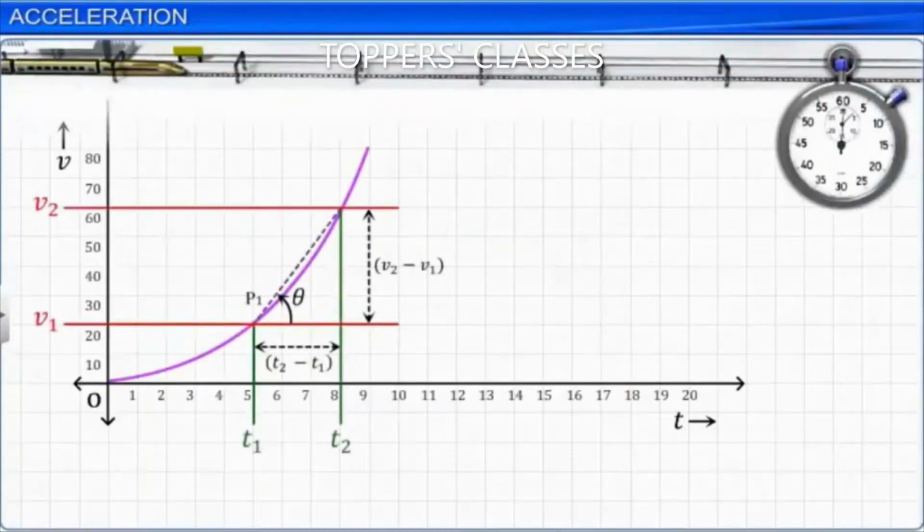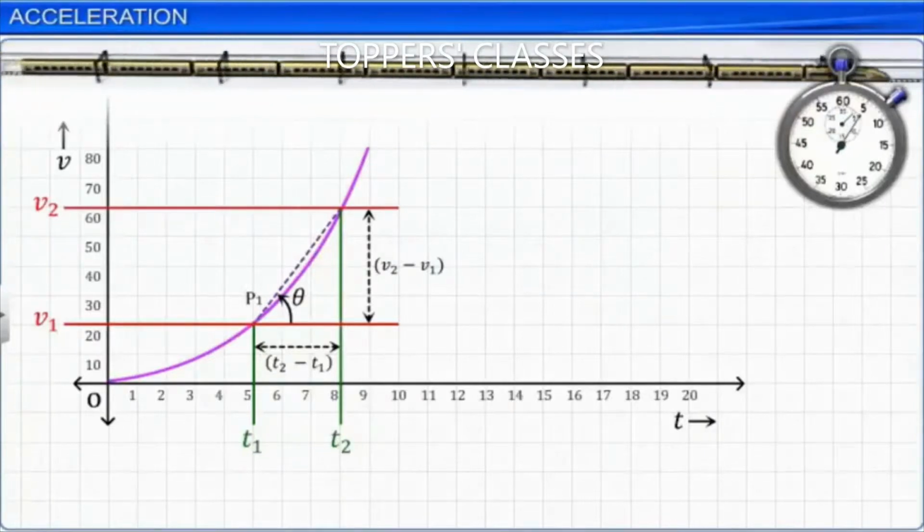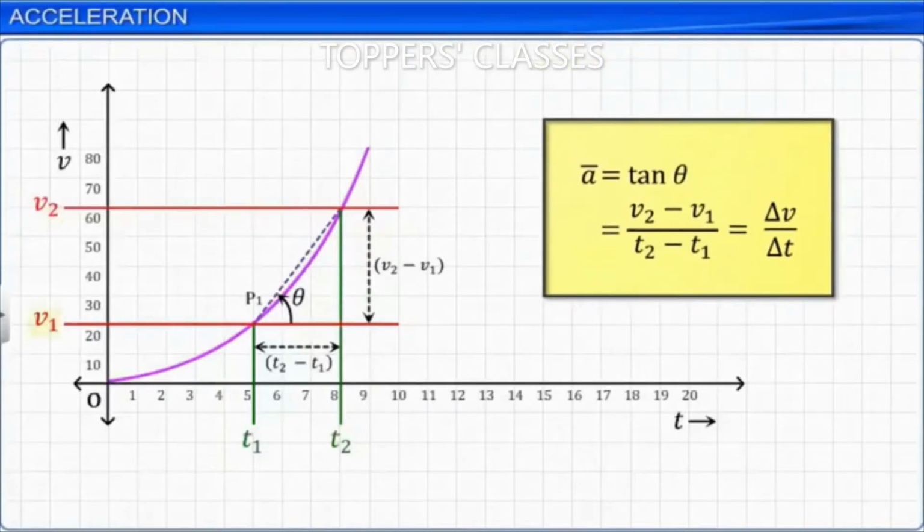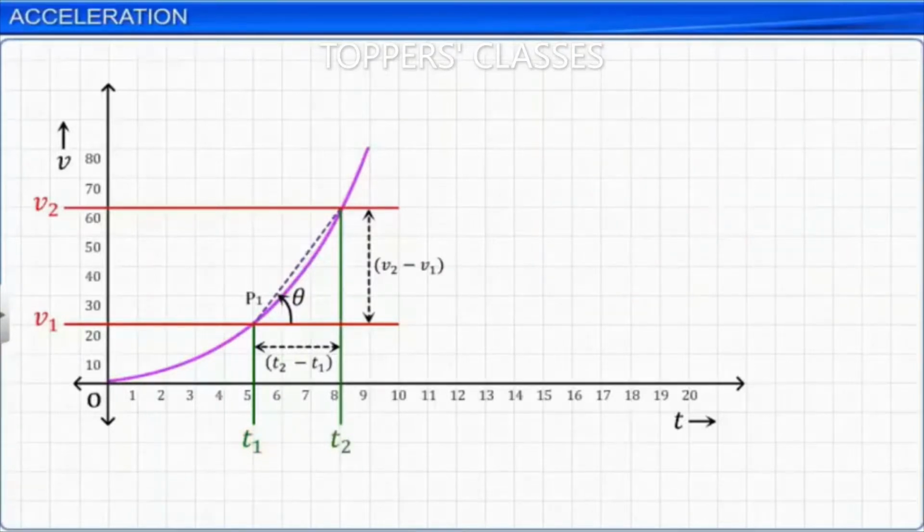Acceleration of a body is the rate of change of its velocity with time. The average acceleration a' is defined as the change of velocity divided by time. v2 and v1 are instantaneous velocities at times t2 and t1. The SI unit of acceleration is meter per second square. On the v-t graph, the average acceleration is represented by the slope of the line joining the points (v1, t1) and (v2, t2).